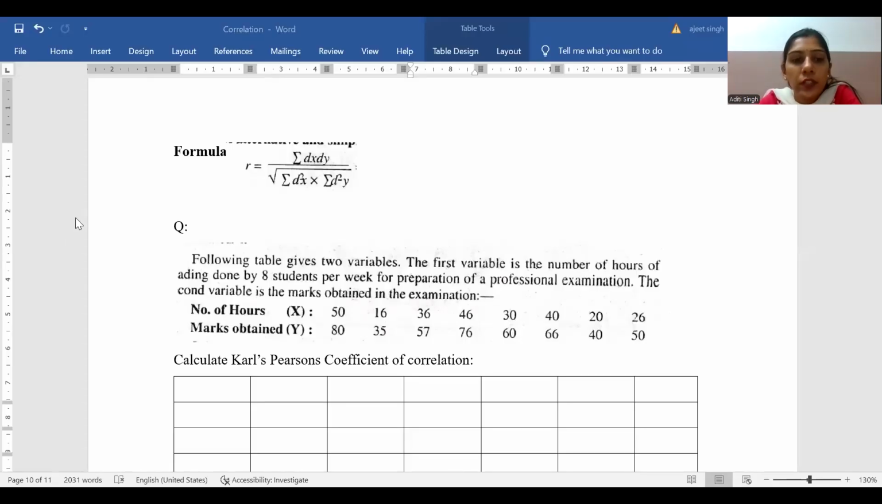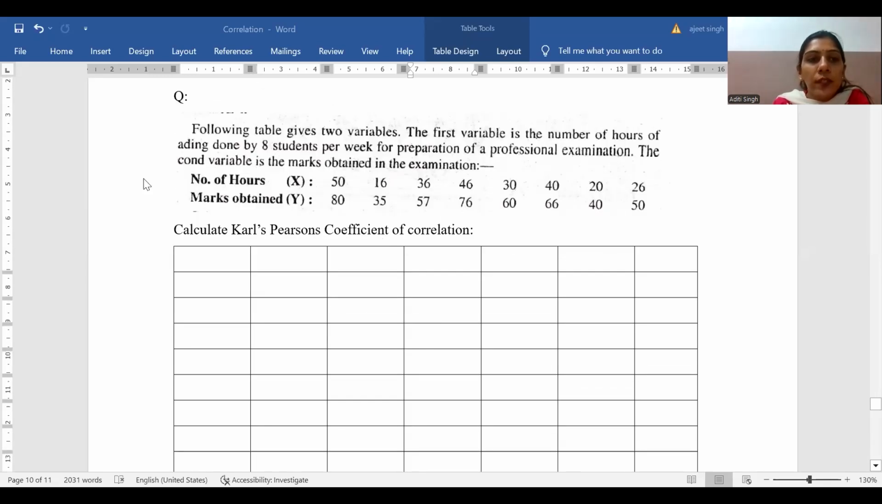Now, next question of Karl Pearson's coefficient of correlation. For calculating it, the formula we are going to use is r is equal to sum of dx into dy divided by under root sum of d square x into sum of d square y. With the help of this formula, we will solve the next question.